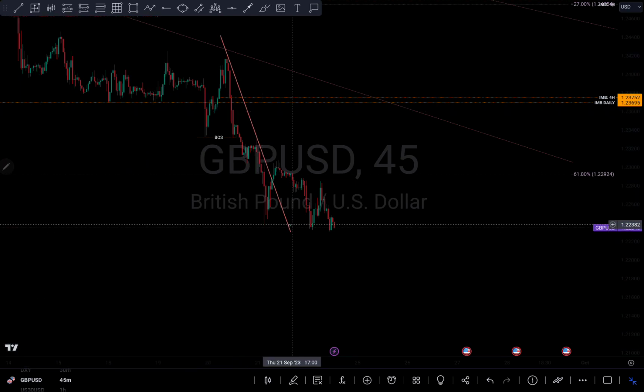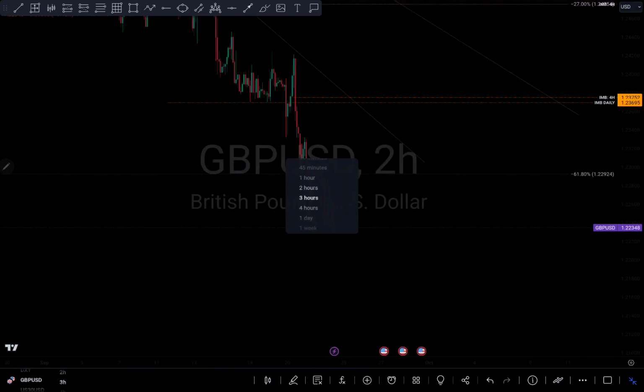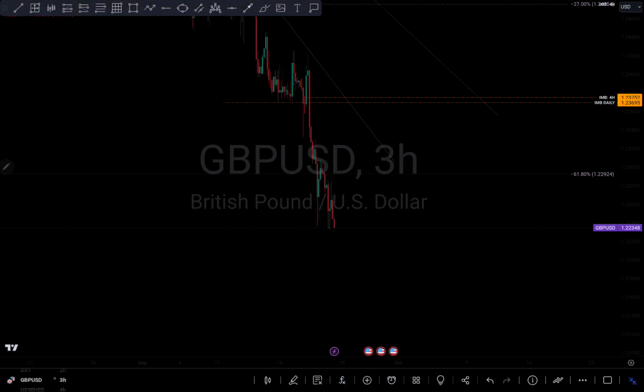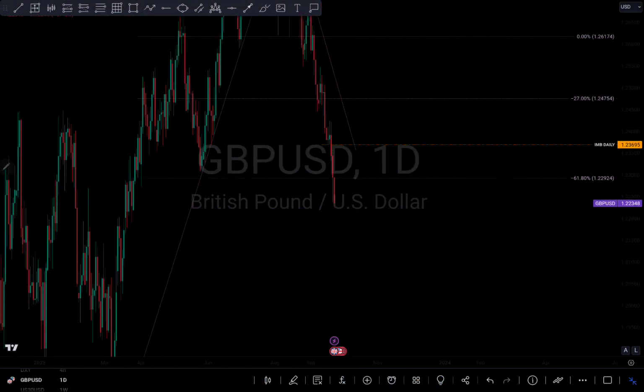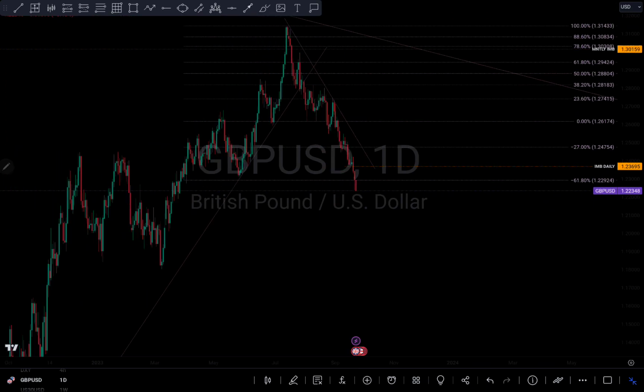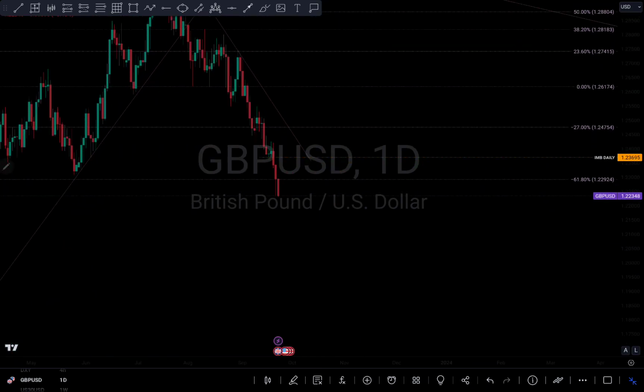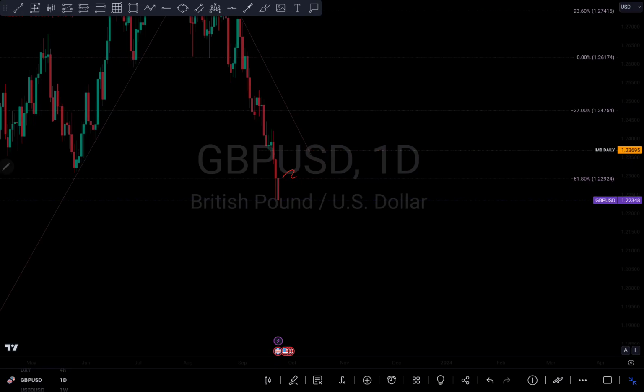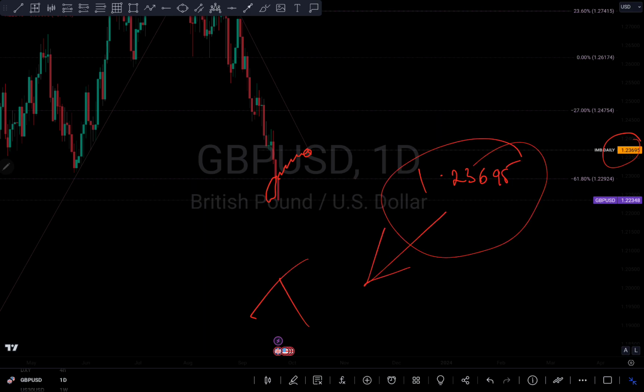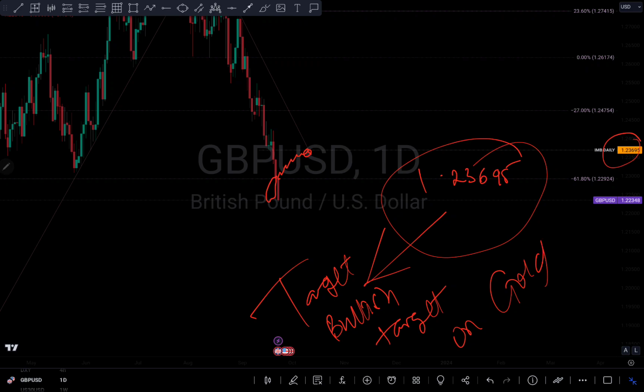I'm going to go to a bigger time frame just for me to see the overall direction on gold right now. So we can see that gold is really dropping, and since I saw rejection around this area, I was expecting gold to at least push up a little bit to 1.23695, because that is my next bullish target on gold.